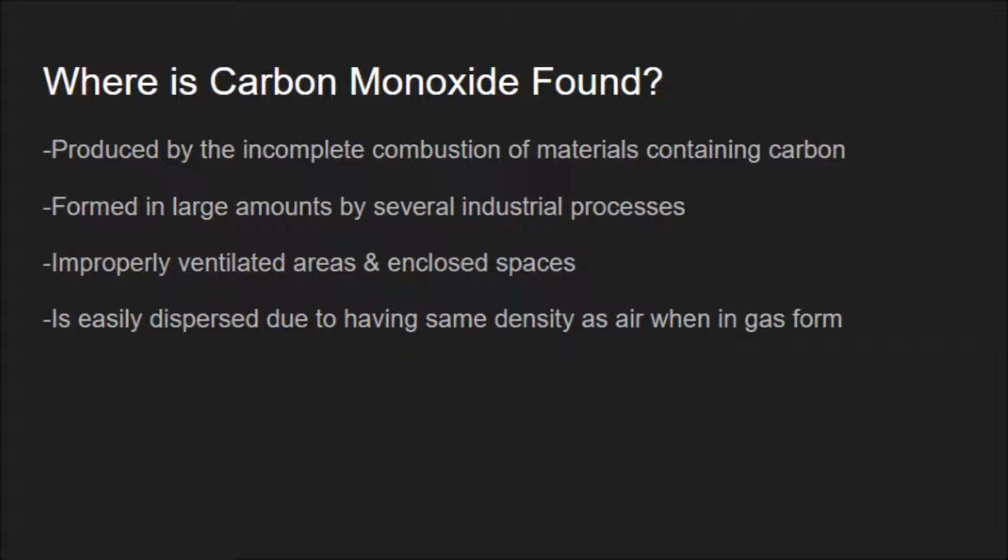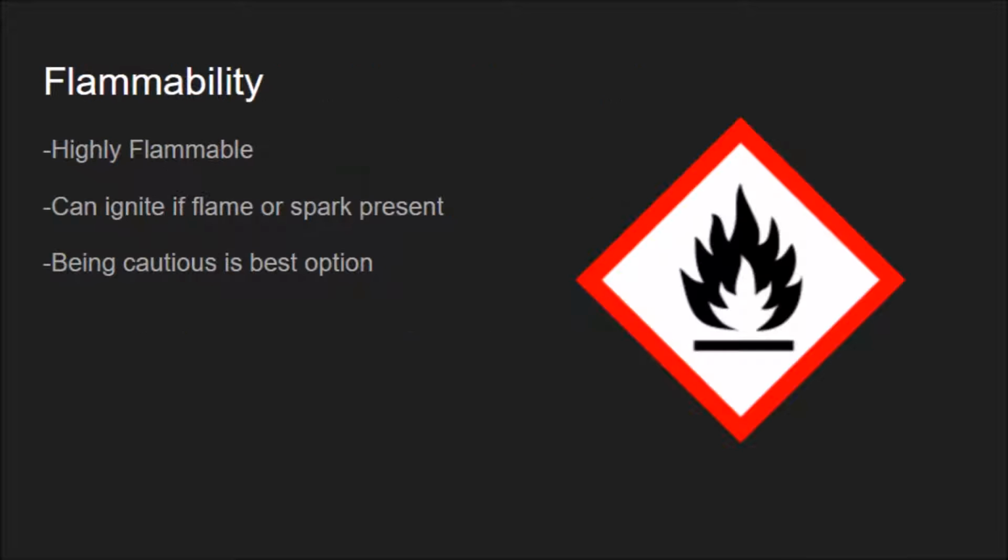Carbon monoxide is able to disperse so easily in workplaces or home because of the specific gravity of carbon monoxide. This is because its density is almost identical to that of air. The gas cools rapidly to the temperature of the surrounding air, which also aids in dispersement.